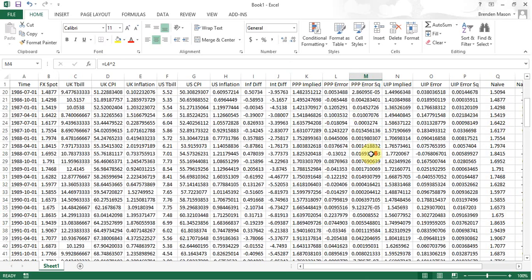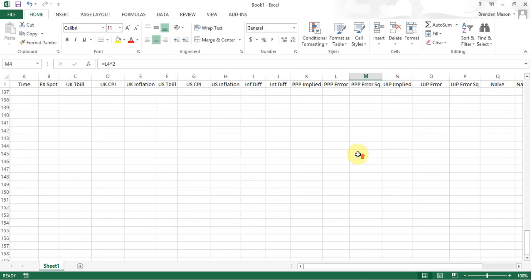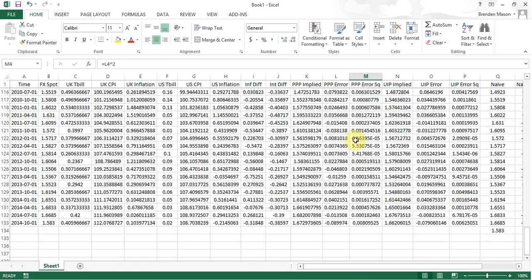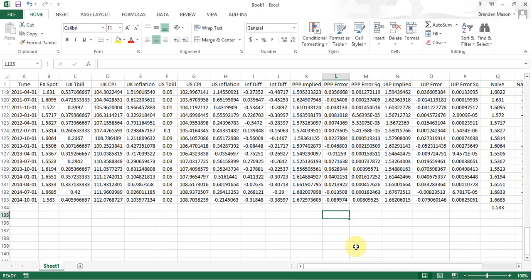And in this clip, what we're gonna do is evaluate these forecasting techniques: the purchasing power parity, uncovered interest parity, and naive. We said one way to do that is to calculate what's called the root mean squared error. So I'm going to write RMSE here for root mean squared error. And what is it? It's a number that you want to minimize. It's a type of error.